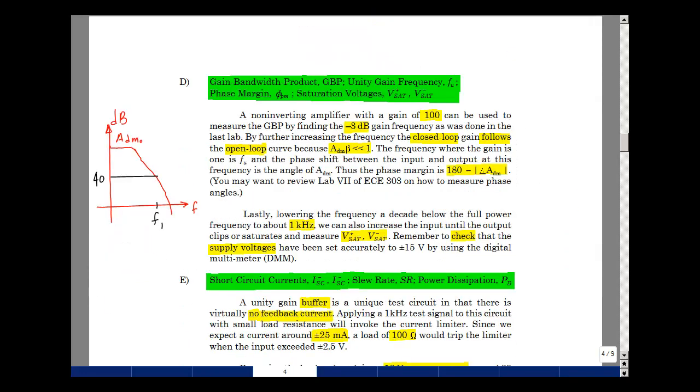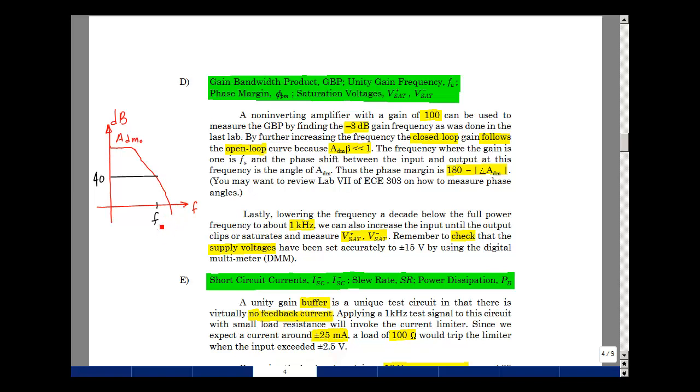Next, I'd like you to figure out how to measure the gain bandwidth product, the unity gain crossover frequency, the phase margin for the gain of 1, and the saturation voltages VSAT positive and VSAT negative. If you recall from our chapter 4 notes, the non-inverting amplifier had 1 over beta equal to K. So let's use that circuit. Now if we have an open loop curve like this, and we have a non-inverting amplifier with a gain, say, of 100, which would be 40 dB, the closed loop gain is going to look like this, and then it's going to follow the open loop curve down once it runs into it.